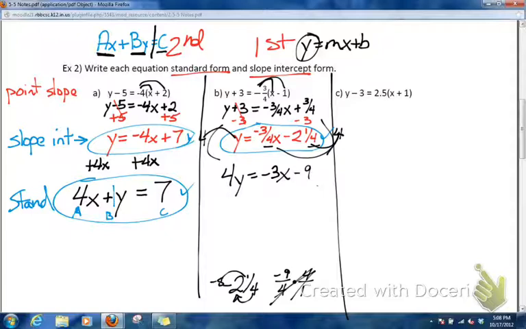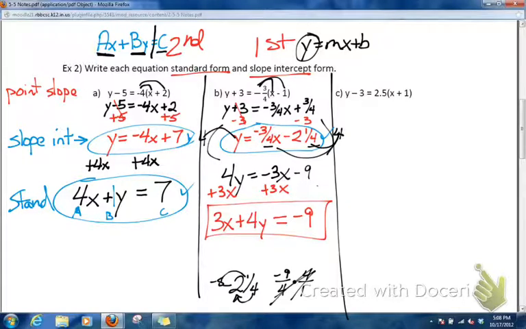So now I've taken care of the fraction problem, and now this is a pretty basic problem. You're going to add 3x to both sides, and we have our standard form. 3x plus 4y equals negative 9. Done. And this down here was just my side work.